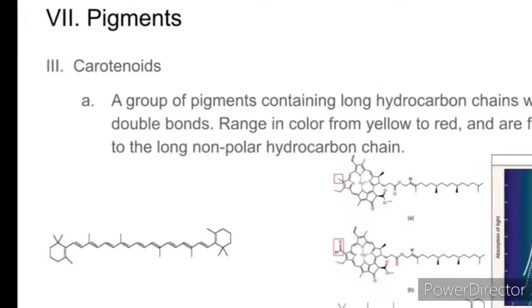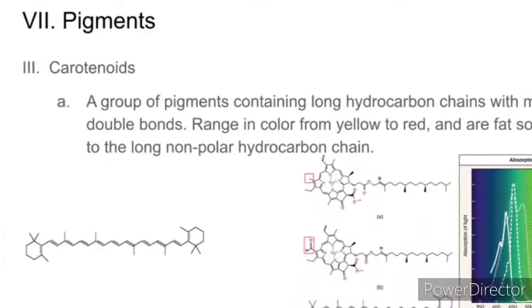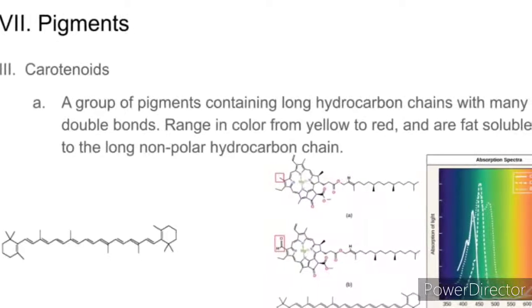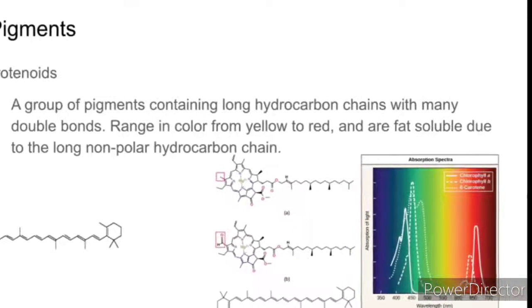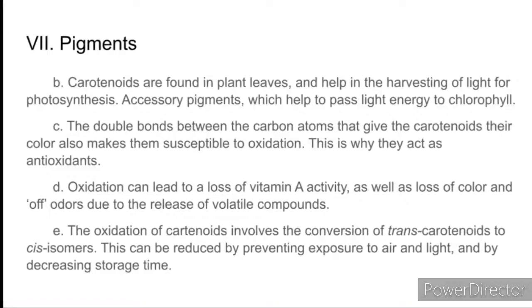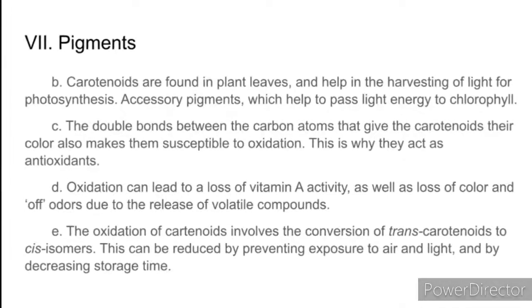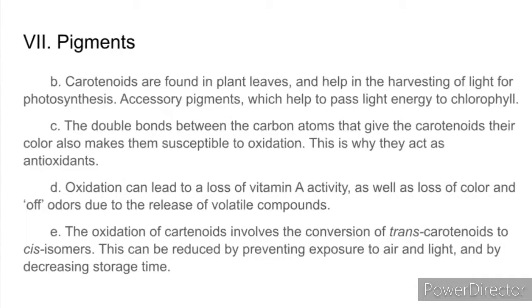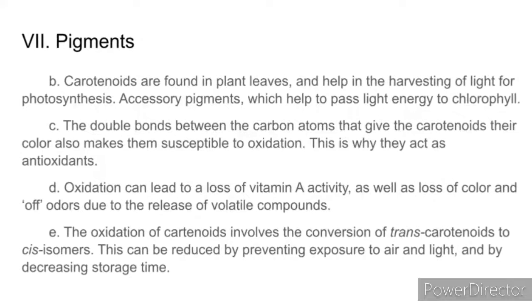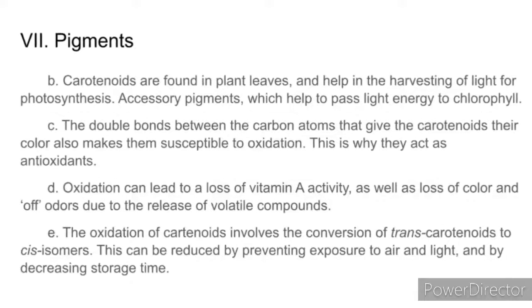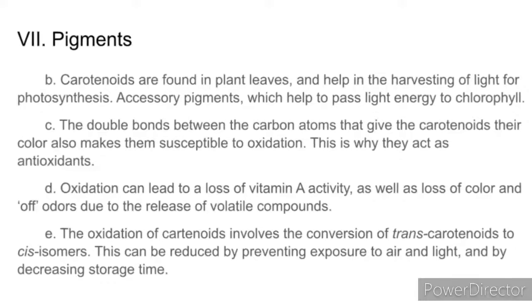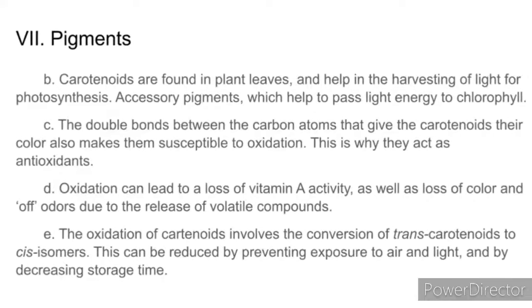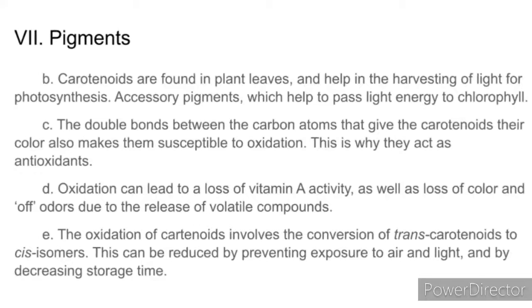Carotenoids are a group of pigments containing long hydrocarbons with many double bonds. They range in color from yellow to red and are fat soluble due to the long nonpolar hydrocarbon chain. The carotenoids are found in plant leaves and help in the harvesting of light for photosynthesis. They're the example of accessory pigments that I mentioned earlier, and they help to pass light energy to the chlorophyll. So they will absorb the light energy and then pass it to the chlorophyll to be used.